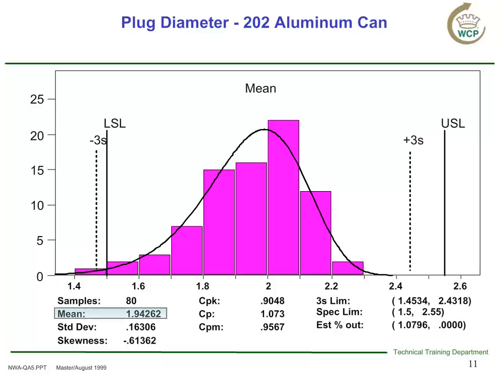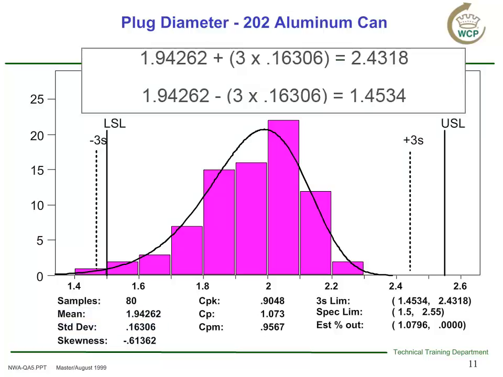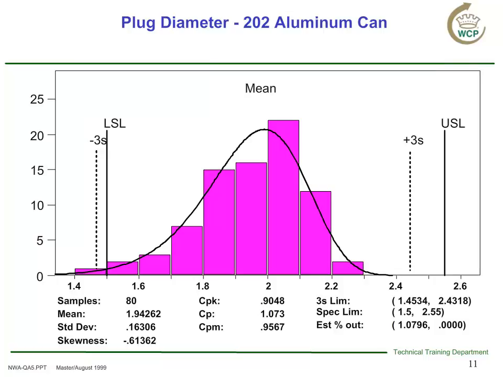The mean here is 1.94262, while the standard deviation is 0.16306. The calculations here show the 3 standard deviation limits. Ideally, the 3 standard deviation limits will be inside of the specification lines, but here we can see the negative 3 standard deviation line is lower than our lower specification line, which means a significant amount of data will be below the lower spec, which is not good.